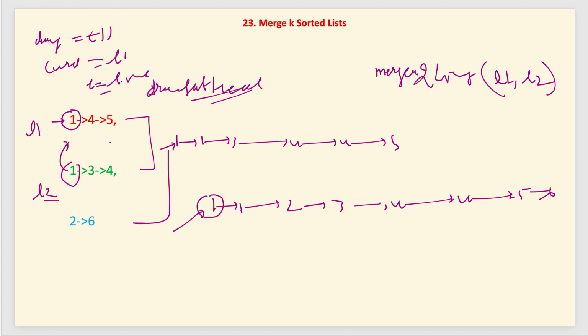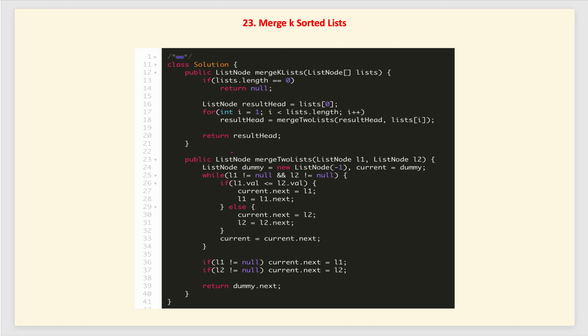You try it out. Watch the video and first try to write the code yourself. Here is the code I have written for this approach, so that the video length will not be too big. Here I first check: if there is no list, we just return null. Otherwise, we start with the first list as our result list. Then we keep merging two lists at a time by passing the result head and the list at index i, and we run this for all the lists from 1 until the list length, and after that we just return the result head. And this is merging two sorted lists, as I already explained. So just pause the video, understand it and implement it yourself.